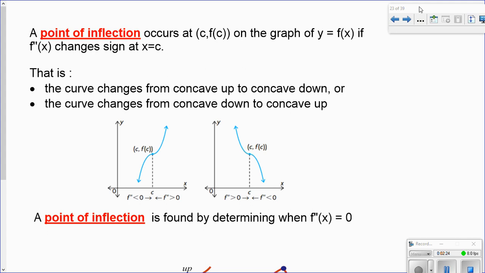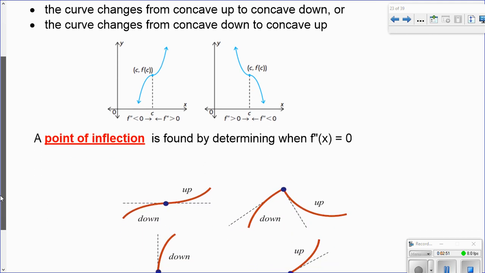So for our first example of our graph here, right in this area, we have an inflection point at C, and it looks like it's concave down, so the second derivative is less than 0, and then it turns to concave up, and it looks like the second derivative is greater than 0. Similarly, we have a point here, and it's going from concave up to concave down through this point. A point of inflection is found by taking the second derivative and setting it equal to 0.